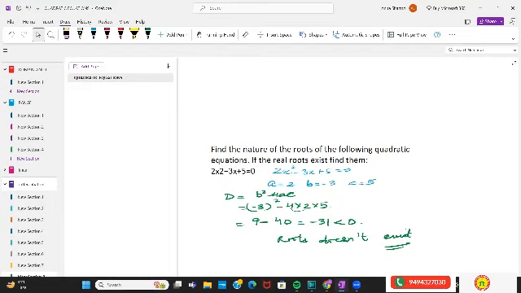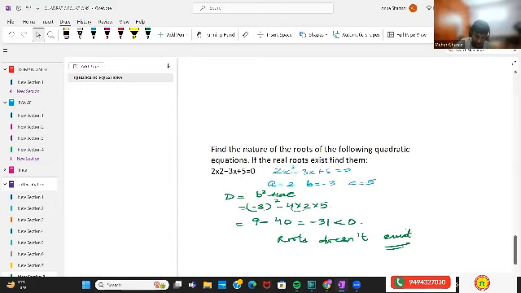Be careful while solving the questions, while doing simplification regarding your positive, negative, multiplication. Okay, ma'am. Yeah, but all I've done.